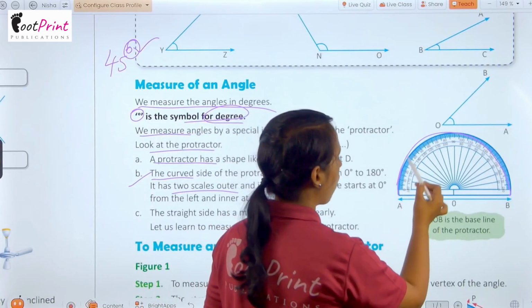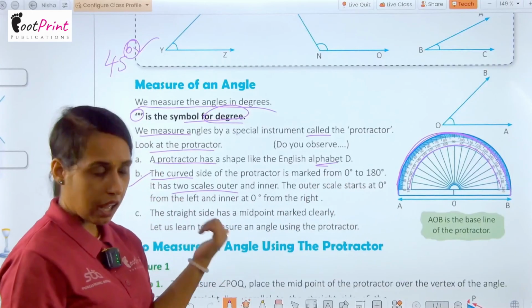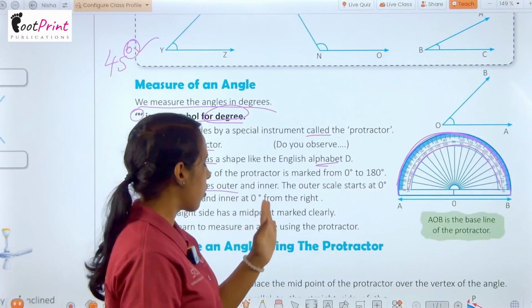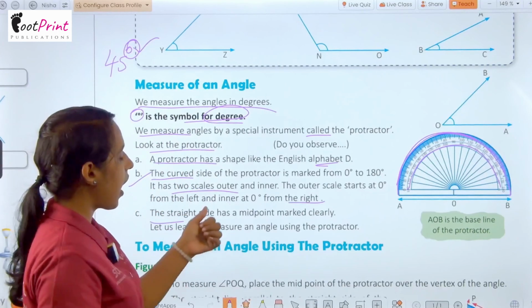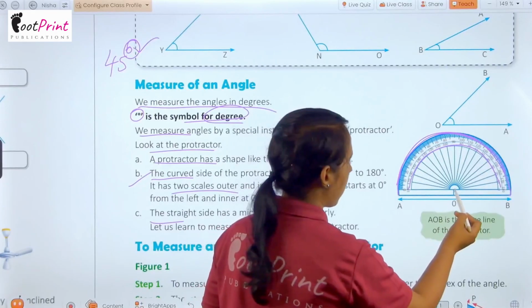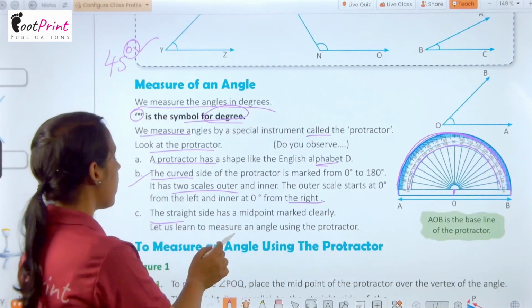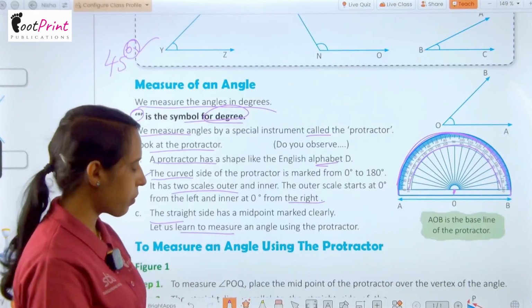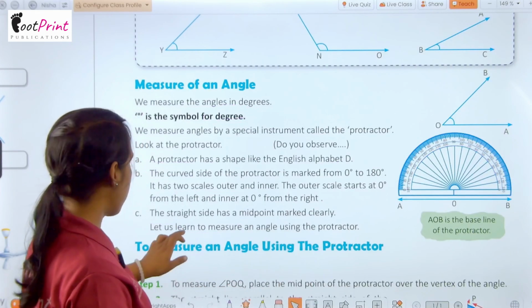So we have here the outer scale. The outer scale starts at 0 degree from the left and the inner at 0 degree from the right. Okay. The straight side has a midpoint marked clearly. This straight line has a midpoint which we have marked. Let us learn to measure an angle using the protractor. Now let's see how we measure an angle using the protractor.